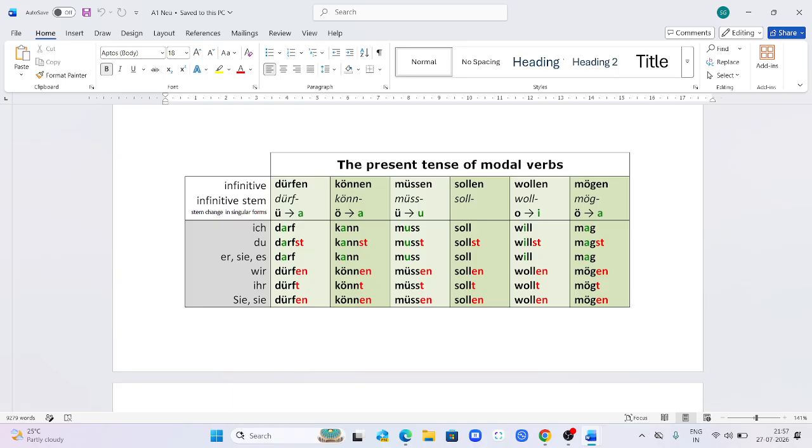Okay, then. You must finish your homework. Du musst deine Hausaufgaben fertig machen. Fertig machen. Ja? Du musst deine Hausaufgaben fertig machen.